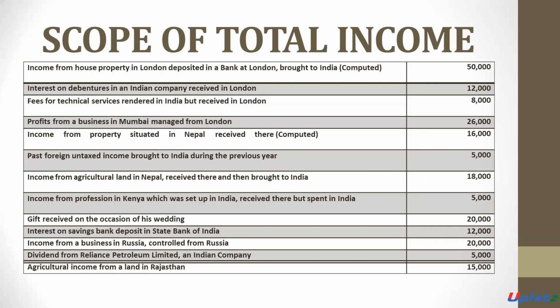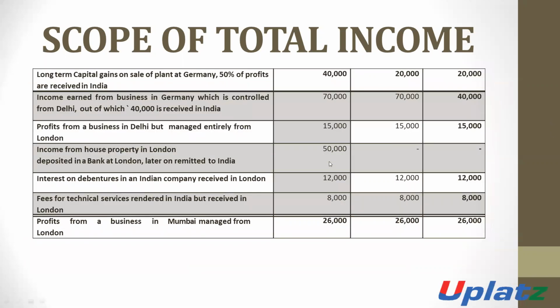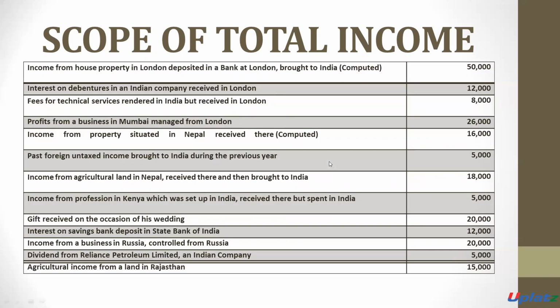Next, income from house property in London, deposited in London, brought in India. So such amount will only be taxable in the hands of resident, because it is neither accrued nor received in India. So it will be taxable only in the hands of resident and ordinary resident. 50,000.